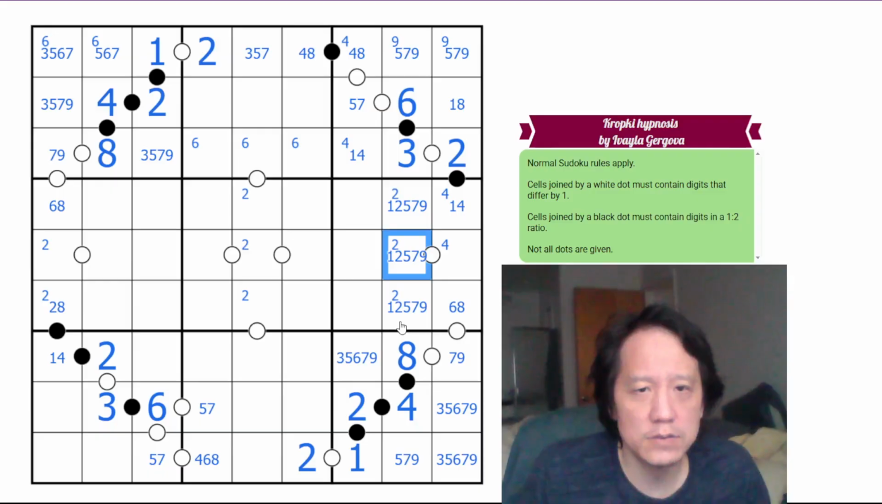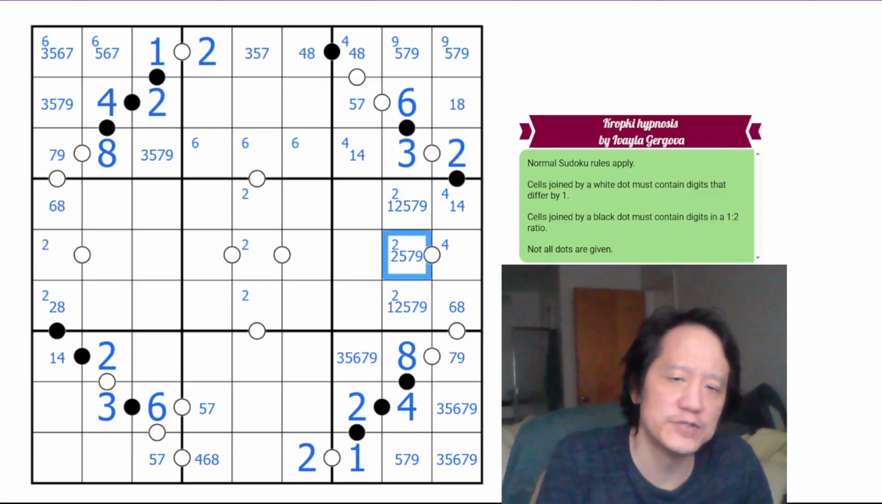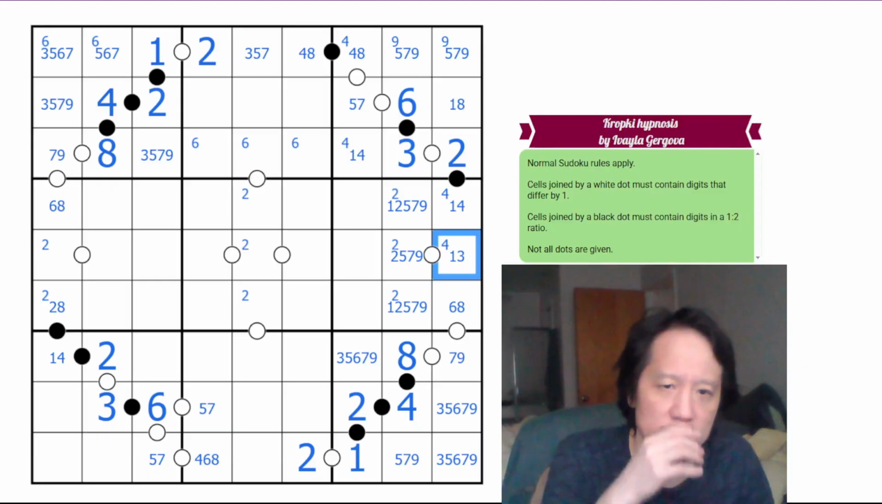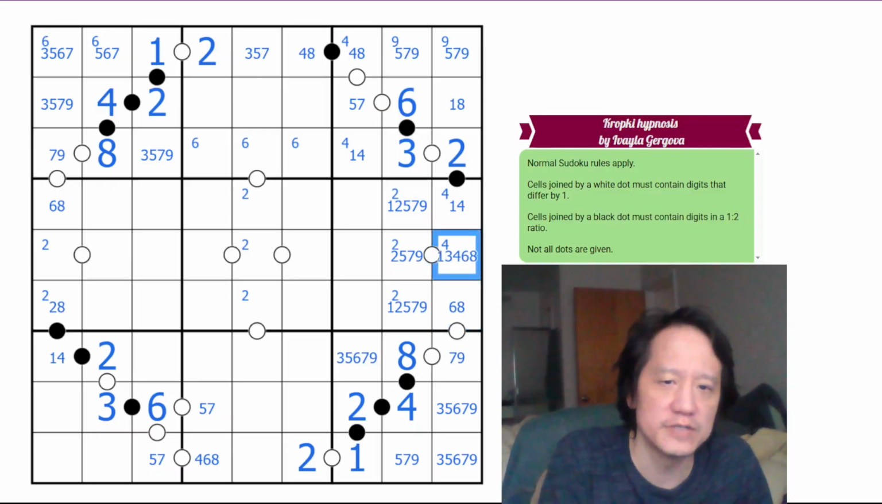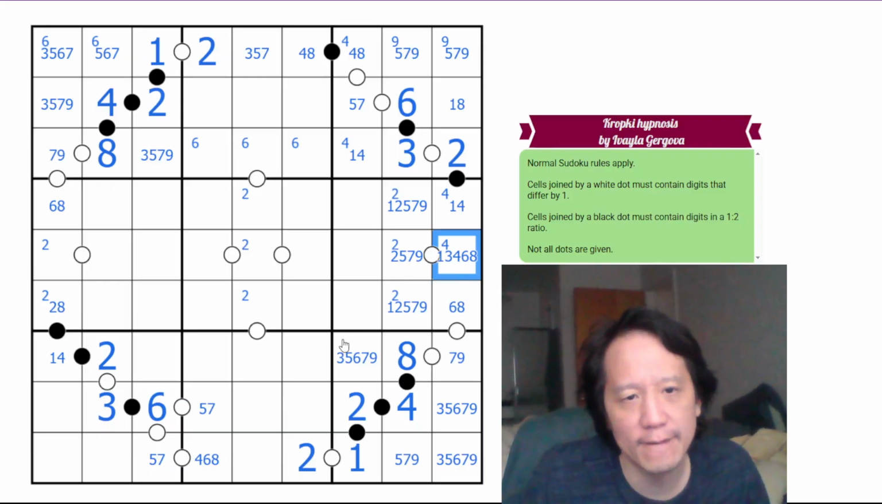Well, if this is 1, this would have to be 2, so this can't be 1. If this is 2, this could be 1 or 3. That's fine. If this is 5, it could be 4 or 6, and that's fine. If it's 7, it could be 6 or 8, and if it's 9, it has to be 8 here. Okay.